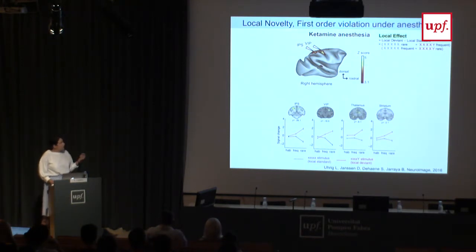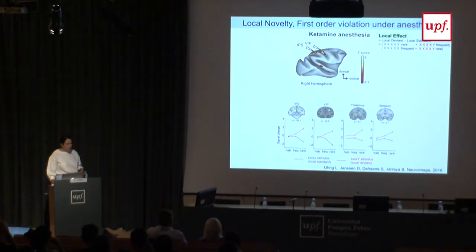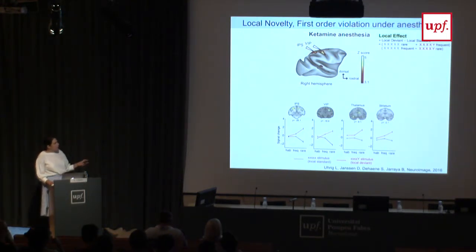When you look at local novelty detection in the monkey under propofol anesthesia, there was no local novelty detection at all in the brain. This is in agreement with the literature, which shows that with propofol anesthesia, at least in electrophysiological studies in humans, you lose the mismatch negativity very rapidly. With ketamine anesthesia, normally, if you increase the level of ketamine, the mismatch negativity goes down in amplitude in electrophysiological recordings.